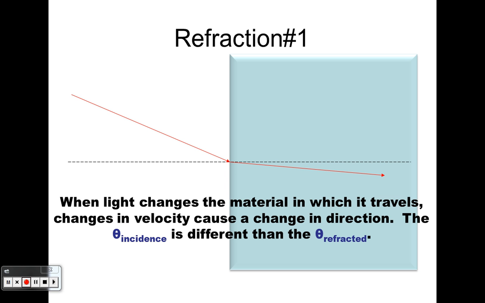So let me ask you this. When light slows down, does the angle get larger or smaller in relationship to the normal? There's a diagram. Yeah. When it slows down, your angle becomes smaller. When it speeds up, your angle becomes greater.